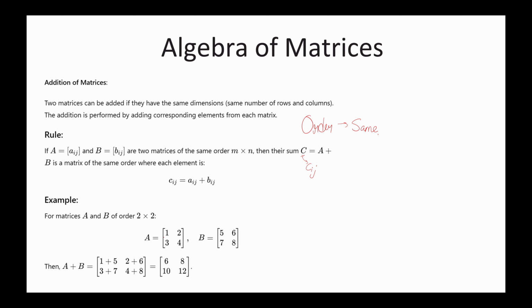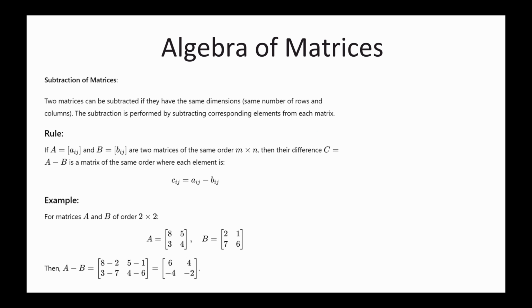Here in the example also you can see A is 1 2 3 4, B is 5 6 7 8. So my C matrix would become 1 plus 5, 1 and 5 are added, 2 and 6 are added, 3 and 7 are added, and 4 and 8 are added. So basically corresponding elements are added. So you can see 4 and 8 add up to 12, 3 and 7 add up to 10, 2 and 6 add up to 8, and 1 and 5 add up to 6. So this is how addition is performed.